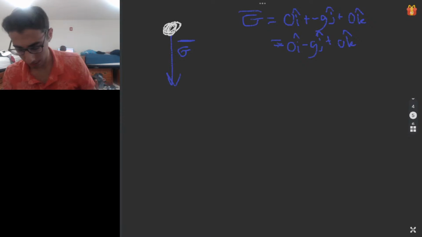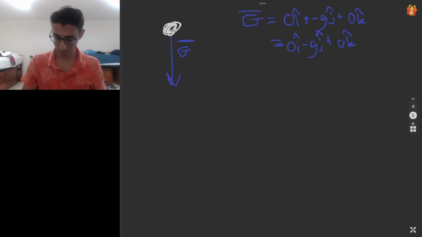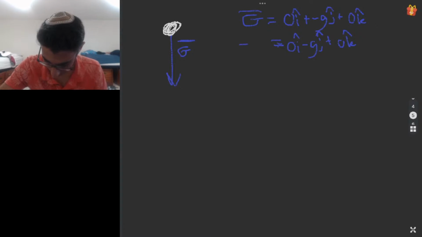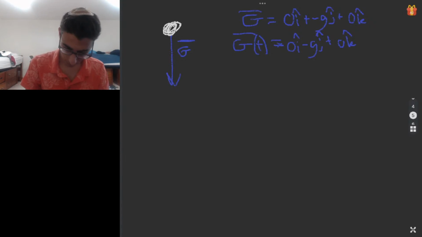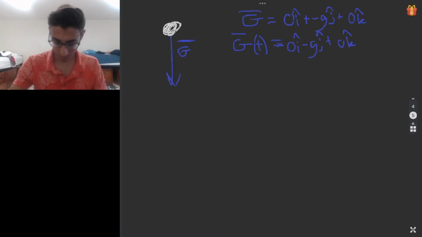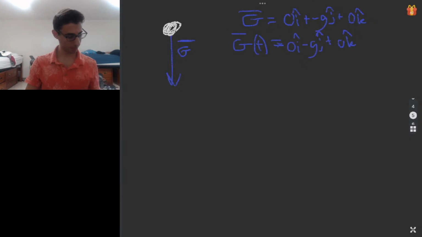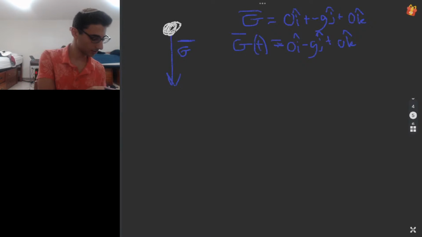Now, how do we find velocity? In fact, I'm going to make this a function of time. But of course, it doesn't change based on time. The acceleration is constant no matter what. Acceleration is staying the same throughout time. So how do we find velocity based on this? And then we're going to use velocity to find position.